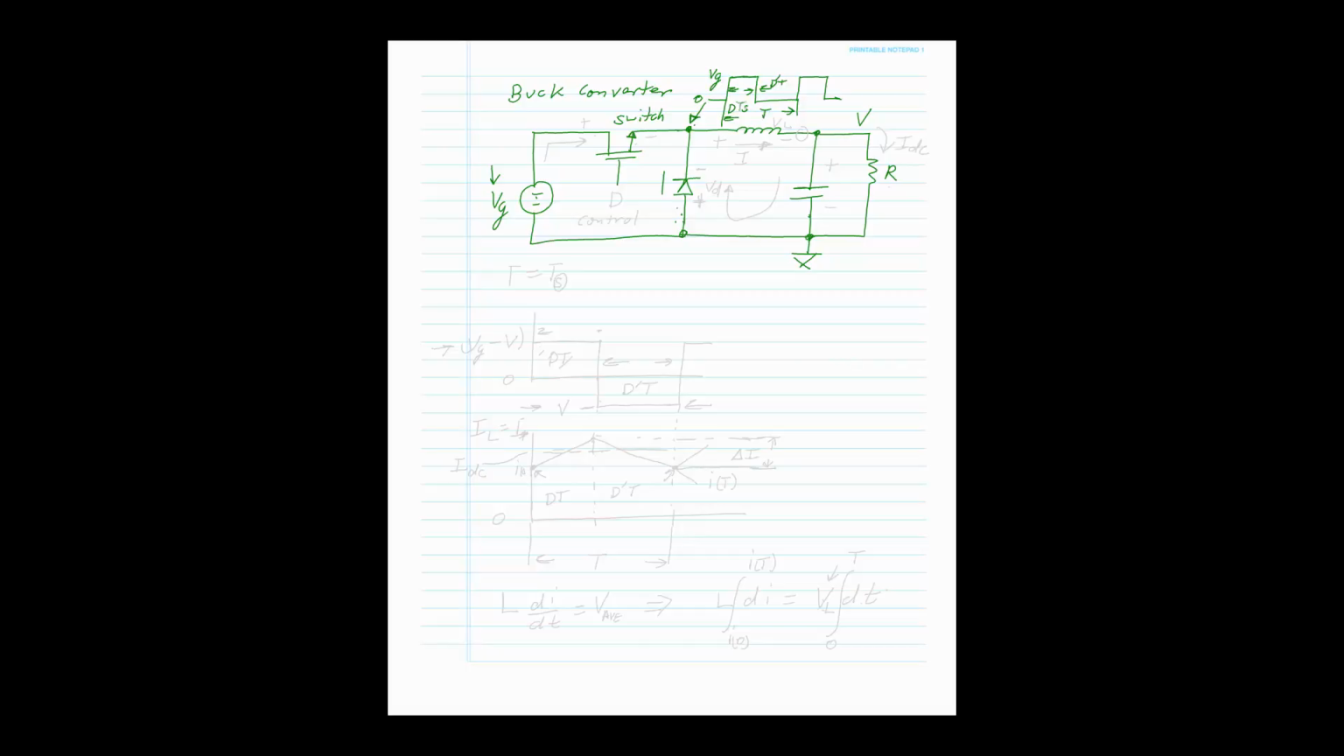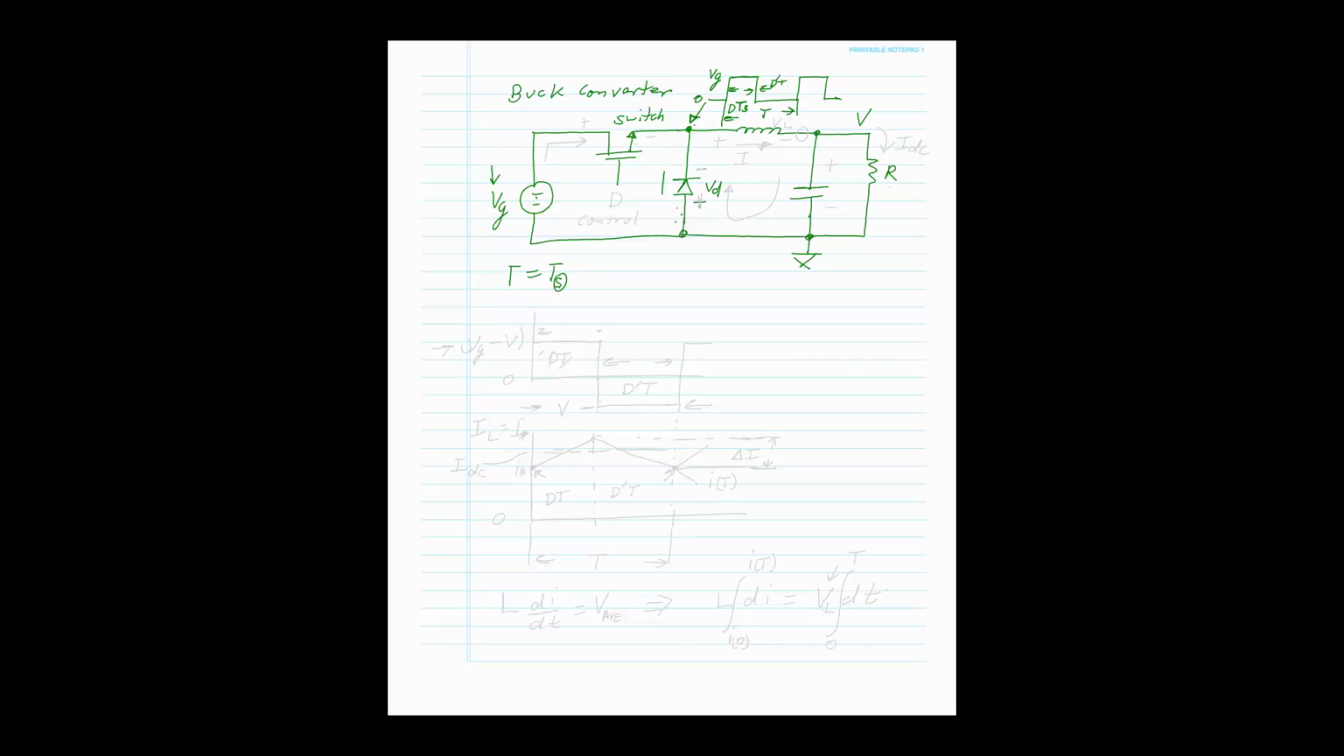Sometimes I make T sub s, meaning the switching period, so I'll interchange T and T sub s. So T, and sometimes I'll use T sub s, which means switching period. So this diode later, we're going to have a drop on this.